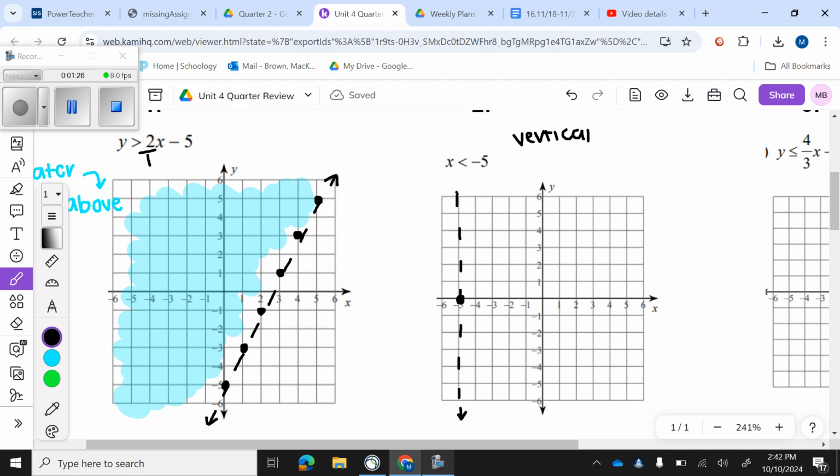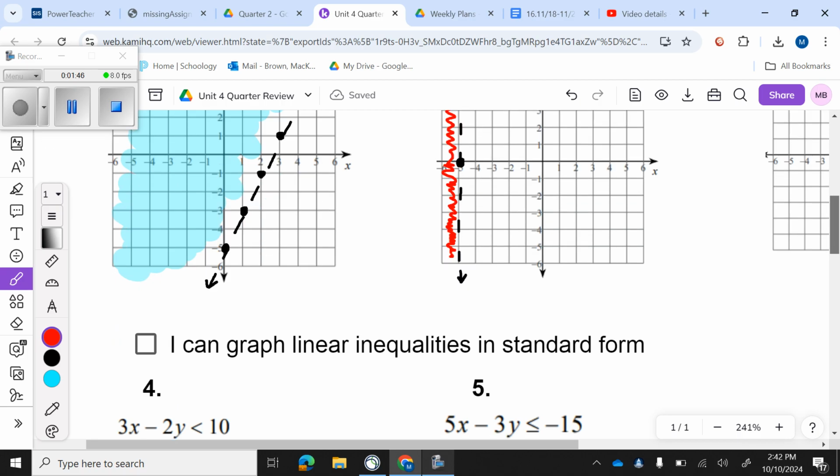Well, because there's not a line underneath it, I'm going to have a dotted line. And I can't shade above and below on this one, but it says x is less than. All right, so if we're less than, which numbers are smaller than negative 5? It's going to be all these over to the right. So I'm going to shade on the right. All of those are your solutions or your feasible regions.